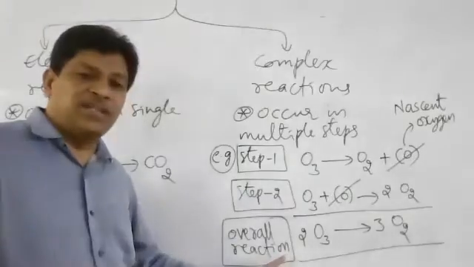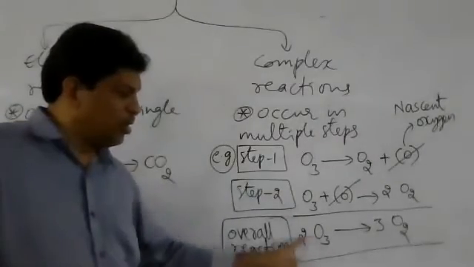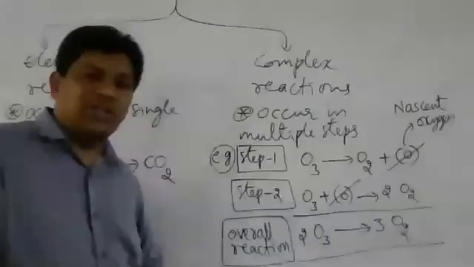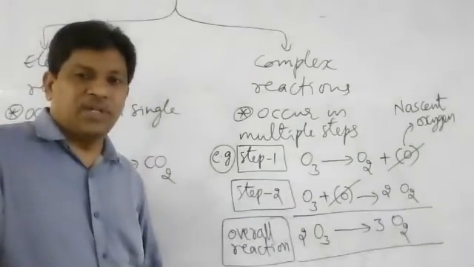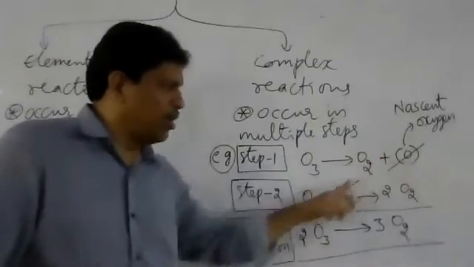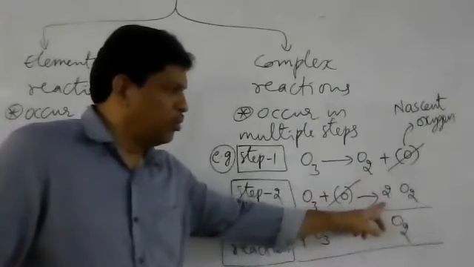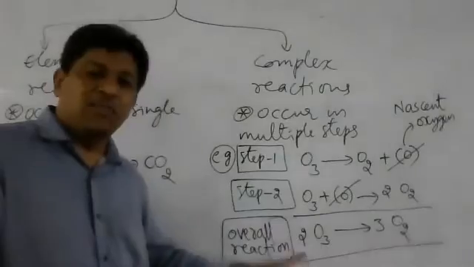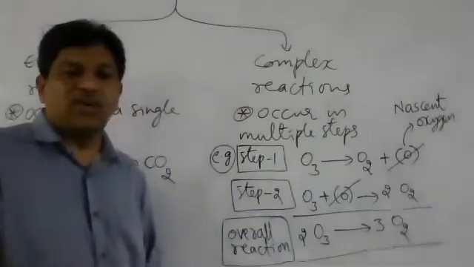Now check the overall reaction. How many molecules are involved here? Two molecules are involved, which indicates it is bimolecular again. Overall reaction is bimolecular. Two molecules, O3 and O3, are involved. Here the O and O got cancelled, giving the overall reaction: O2 and 2 O2, totally 3 O2. Is it a balanced equation or not? It is balanced: 2 into 3 is 6, 3 into 2 is 6 atoms of oxygen.